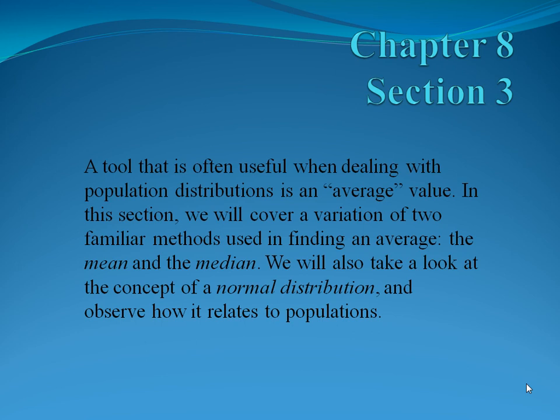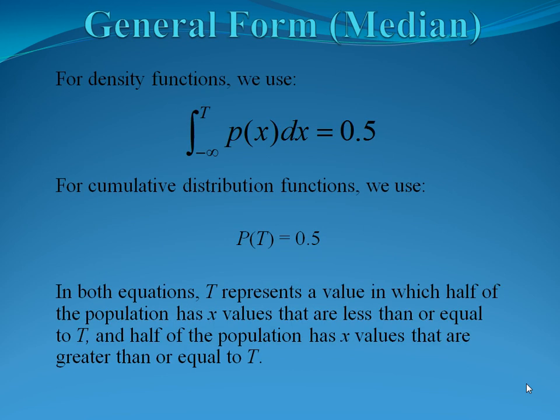We'll start by talking about the median. For a median, we're looking for the value for which half the data is to the left of that value and half the data is to the right of that value. So in order to do that, we get a general form that says the integral from negative infinity to capital T of our PDF equals 0.5.